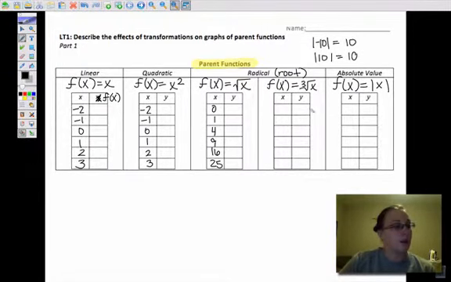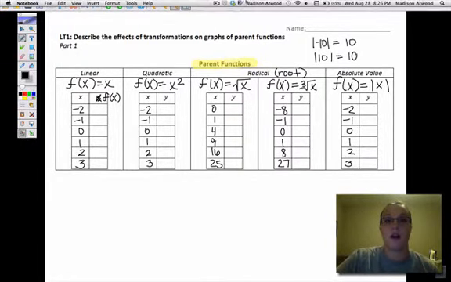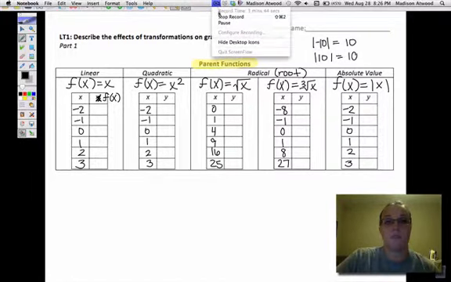Same thing with cube root. You might need to get your calculator out for this one, or maybe just get your thinking cap on a little bit. And then absolute value back to just the basic -2 up to 3. So go ahead and pause the video, and then we'll come back and go through these.